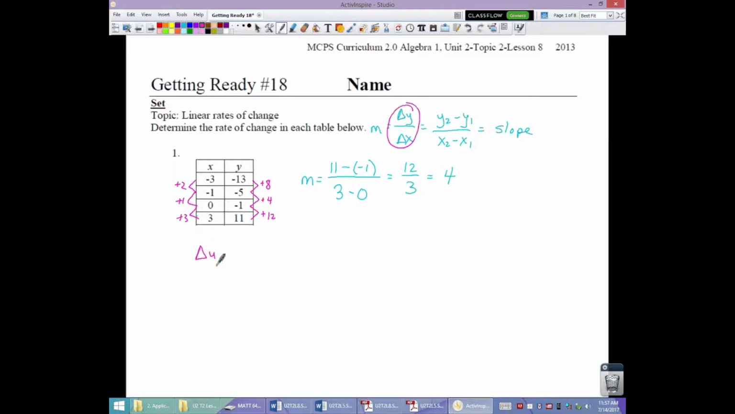So what we mean by the delta y over delta x is as long as that ratio is always the same, 8 over 2, 4 over 1, 12 over 3, those fractions are all equivalent. So you could take any one of those and just simplify it. Here's one that's already 4 over 1, which is equal to 4.